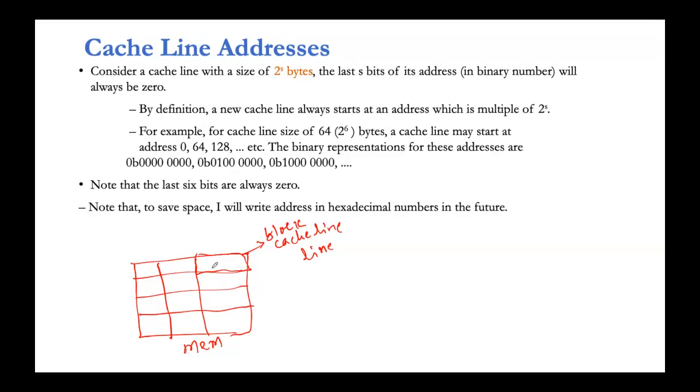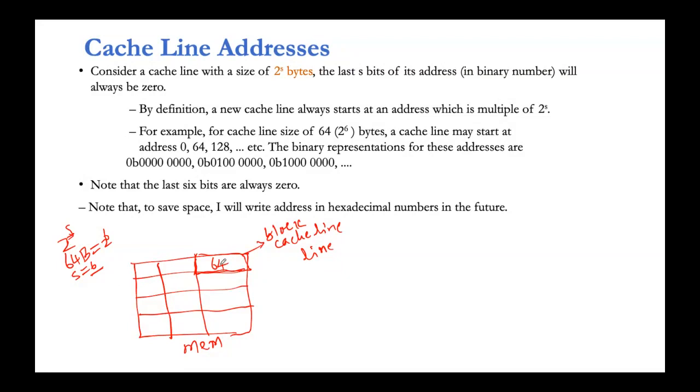If the cache line size, by definition, whatever the size is, say the size of a cache line is 64 bytes, this size is always written in terms of 2 to the power of s. That means 64 bytes can be written as 2 to the power of 6. So here we can say that s is equal to 6. One should remember this.